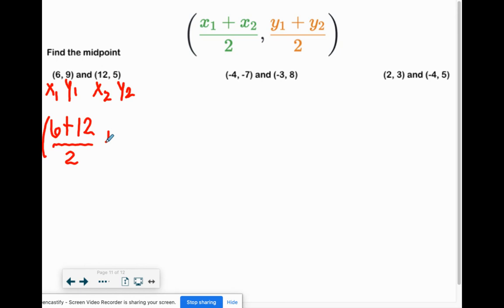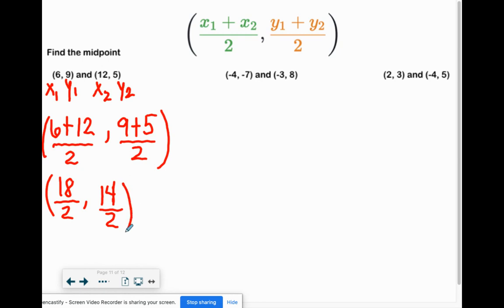And what's our y1? Yep, 9 plus 5 all over 2. And now we just simplify. So what is 6 plus 12? You're ahead of me. 18, right? So we have 18 over 2. And then 9 plus 5. 14. Bingo, 14 over 2.